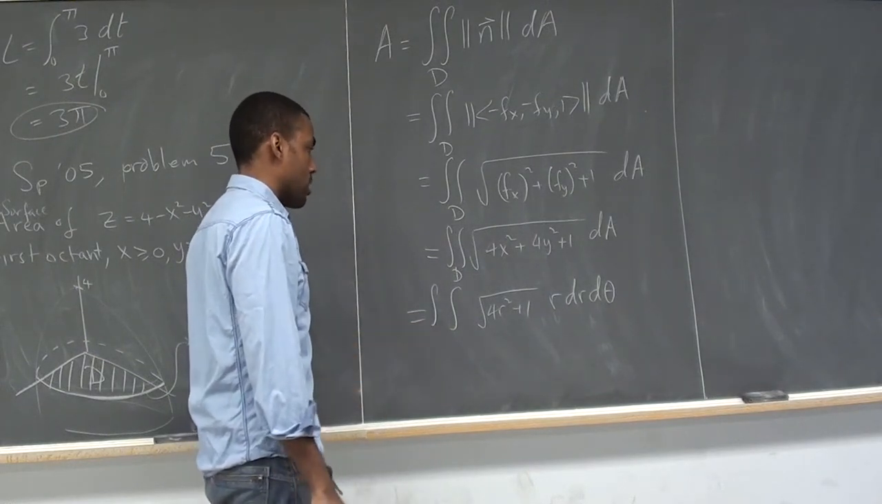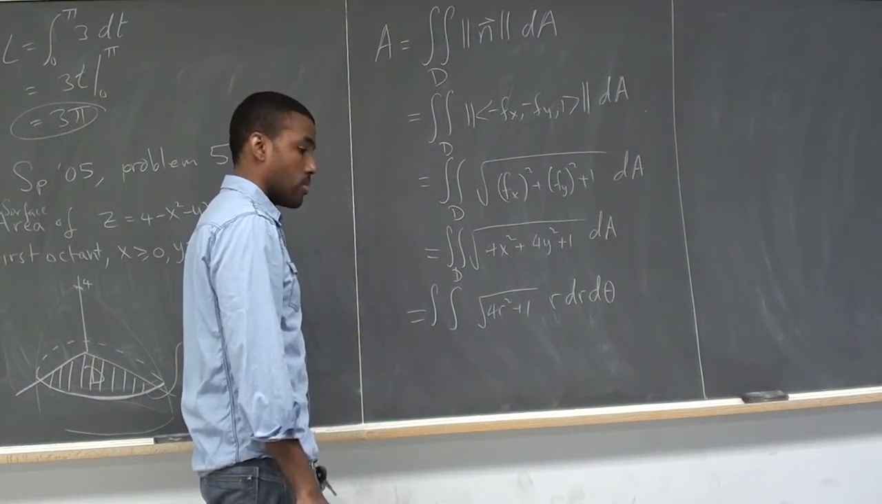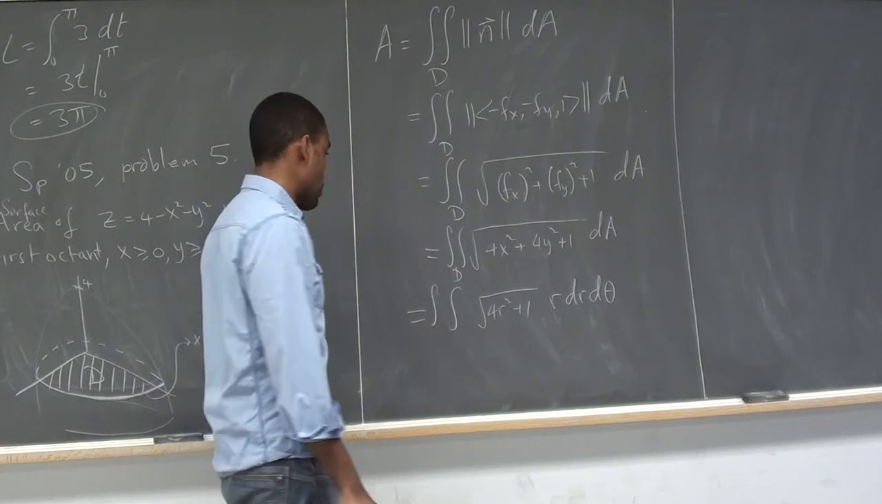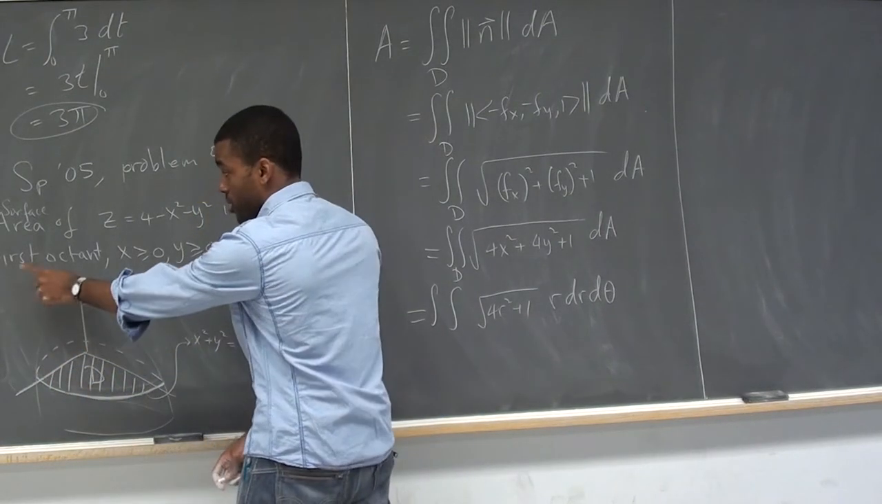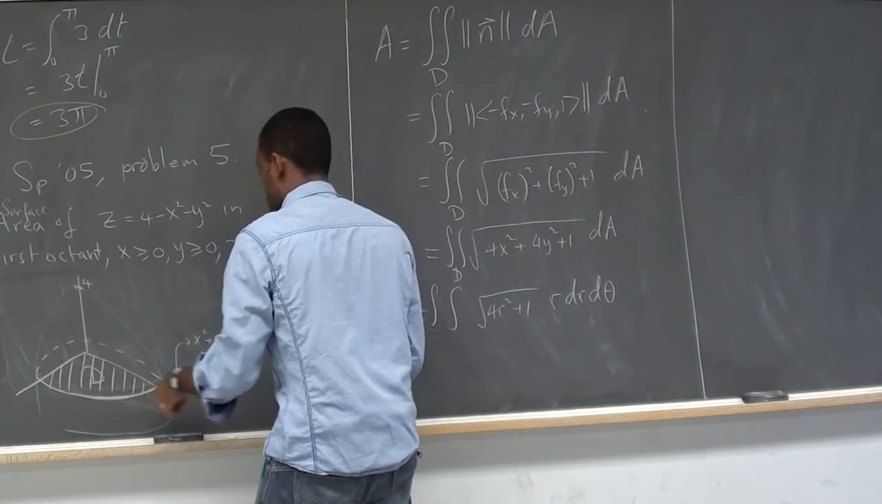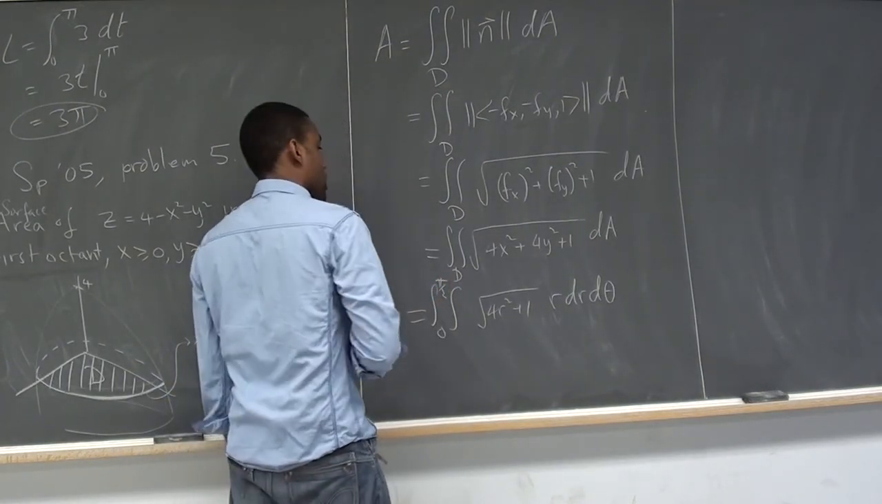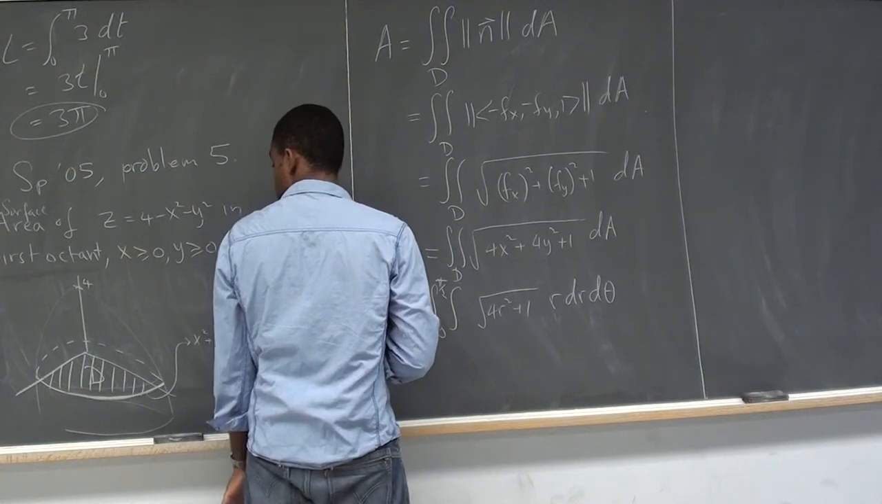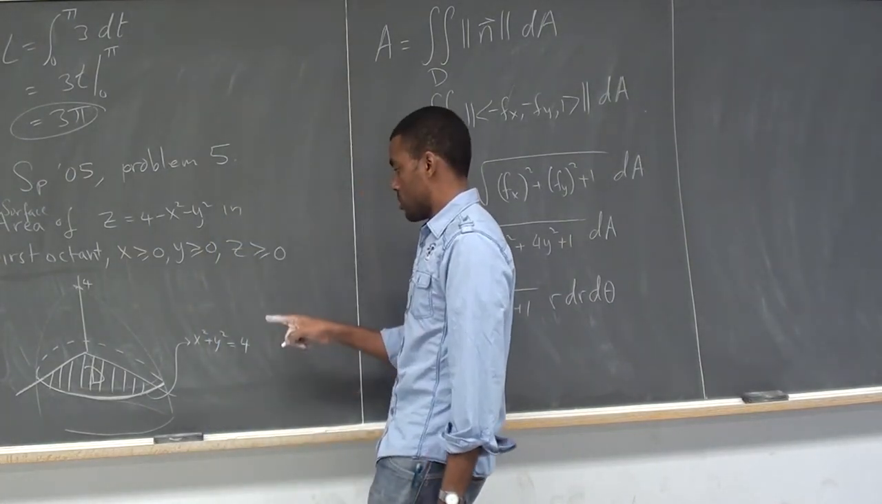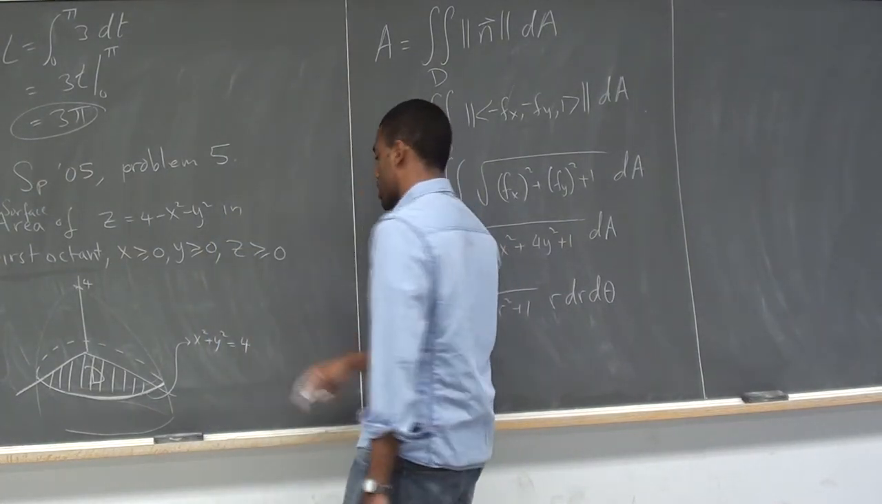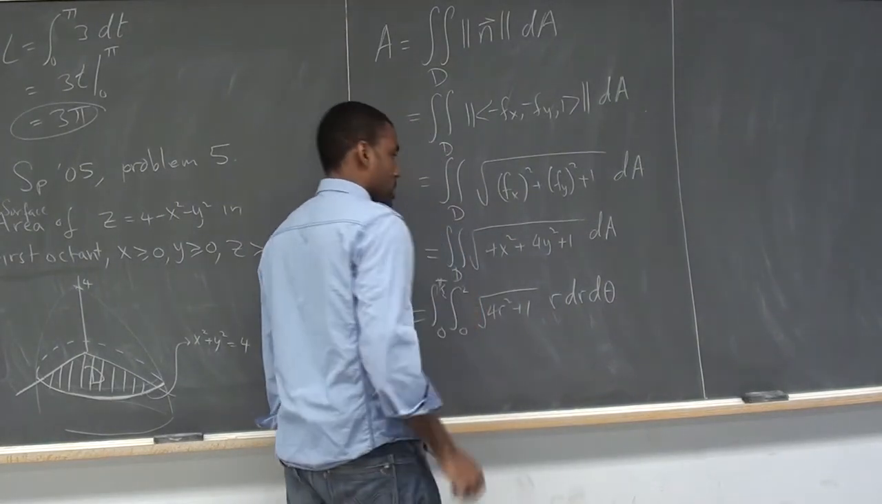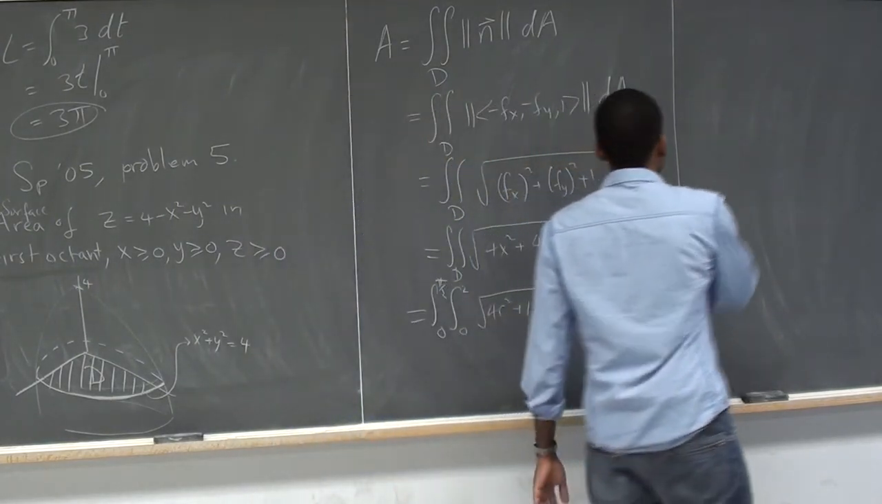So what are the limits on r and theta? Well, theta is going to be from 0 to pi over 2. Remember that we're in the first octant, so it's only 0 to pi over 2. And r? R is going to be from 0 to 4. No, 0 to 2. This is r squared, so it's 0 to 2. And you're just going to do that integral.